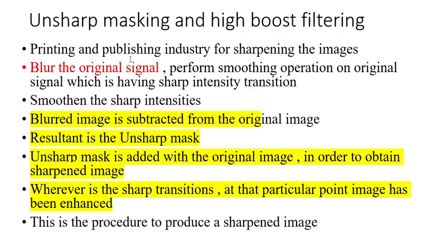This is mainly used in the printing and publishing industry for sharpening images. First we make the original image blur, performing a smoothing operation on the original signal which has very sharp intensity transitions. The blurred image is subtracted from the original image, and the resultant is the unsharp mask. The unsharp mask is added to the original image in order to obtain the sharpened image. Wherever there is a sharp transition at particular points, the image has been enhanced, and this is the procedure to produce a sharpened image.